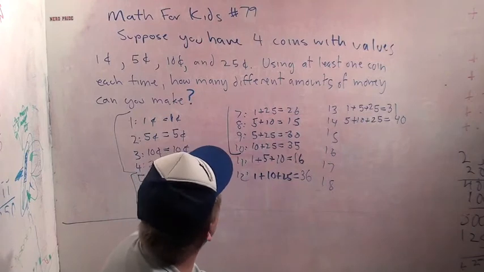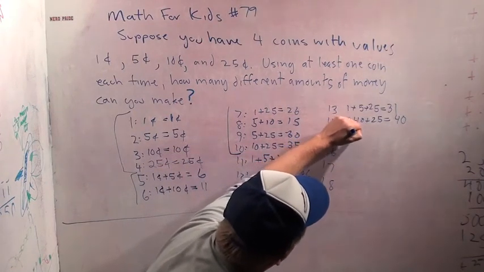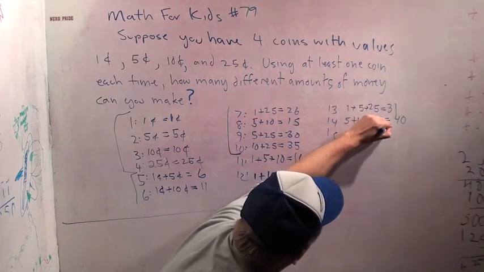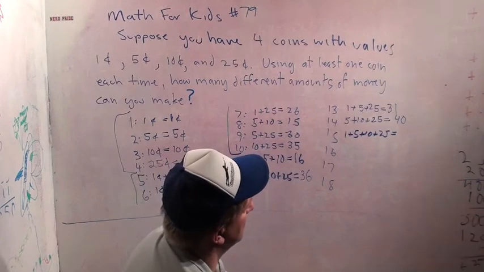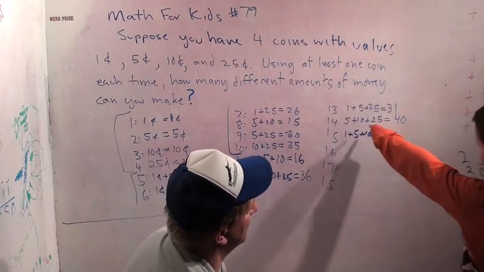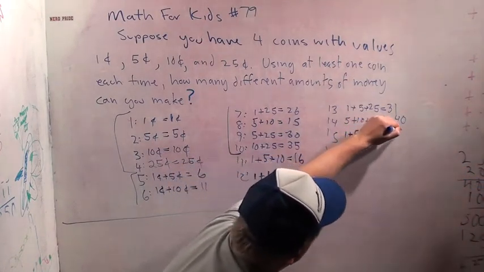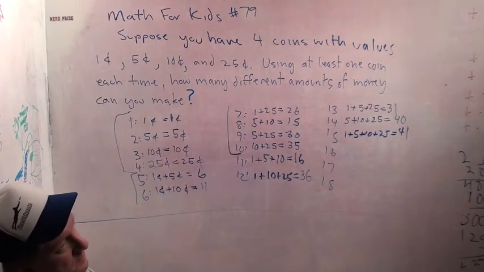Now what about the ones where we use all 4? There's only 1: 1 plus 5 plus 10 plus 25. What does that add up to, by the way? It's 41. How do you know? Because this is 40 and we just added 1. Okay, 41.